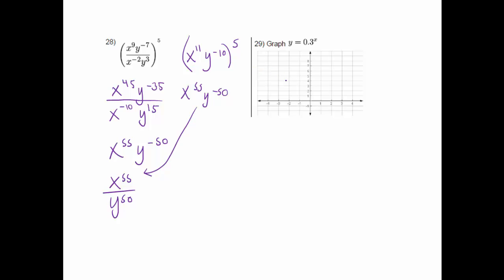Okay, number 29 says to graph y equals 0.3 to the x. Well, we know if there's an exponent in the numerator, it's an exponential function, so it's either going to grow or decay. This number is less than 1, so we know we're going to be decaying, and since there's no starting value, we're going to start at 1. So it's going to start at 1, and we just have to decay. And that's what it should look like.